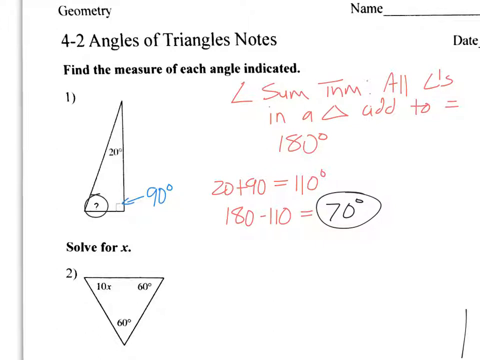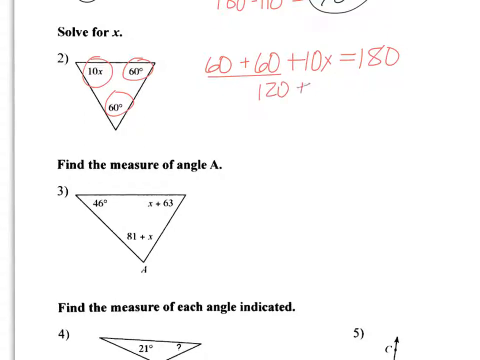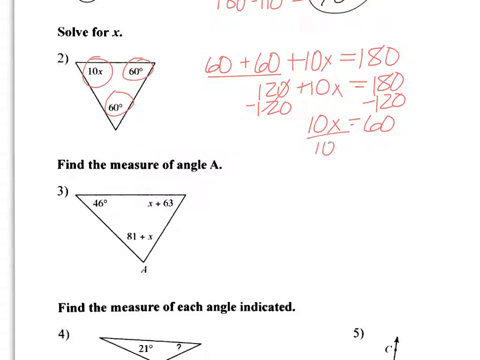Okay, what about problem number 2? Same concept. The difference is here we are applying it in terms of variables, so we're going to use an equation. So we do 60, 60, and 10x. So we have 60 plus 60 plus 10x, all has to equal 180. So we add like terms. That's 120. And I'm going to subtract 120 from both sides. So 10x equals 60. Then divide by 10, and we get x is 6.